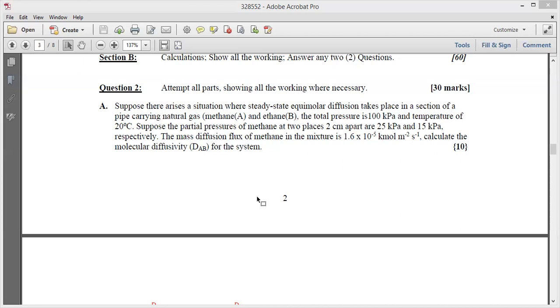Okay, so you've been given the mass diffusion flux. So in short, the J in the question. Remember the question we looked at earlier for flux? In this question, you've been given the J already. The other question was calculating for J. We were given the coefficient diffusivity. But in this case, you're working in reverse. J has been given. So what you're doing is basically making molecular diffusivity the subject of the formula.